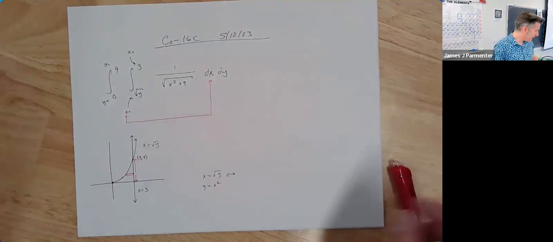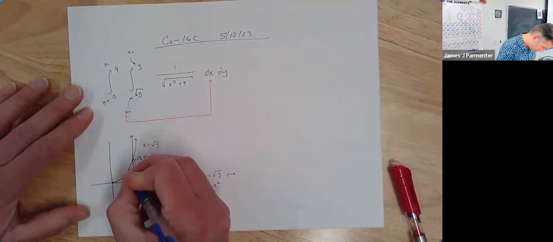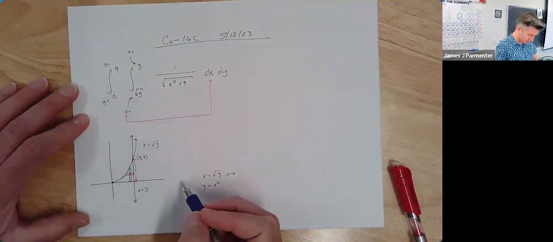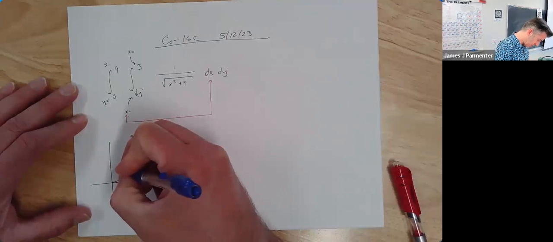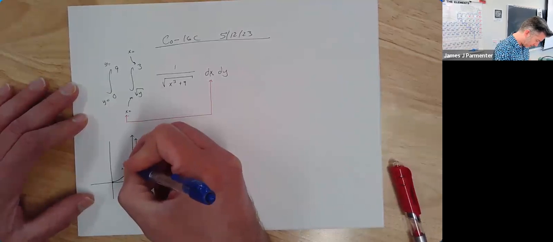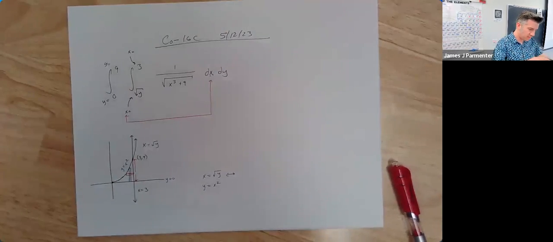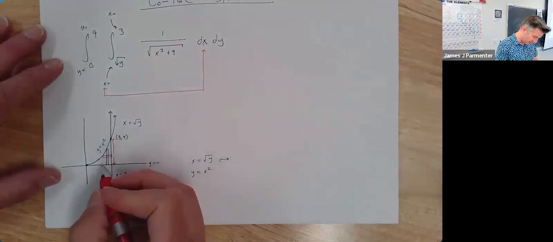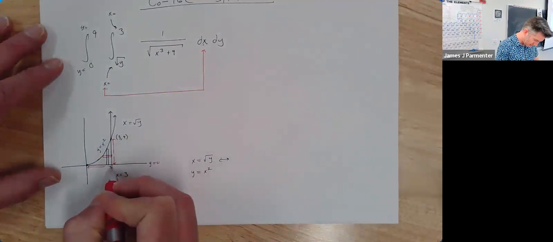So I want to reimagine this region using vertical strips. So using vertical strips, my lower bound of my vertical strip is y equals 0. And my upper bound of my vertical strip is still x equals square root of y, but I have to solve for y. So y equals x squared. And then we're going to go as far left as 0, as far right as 3.